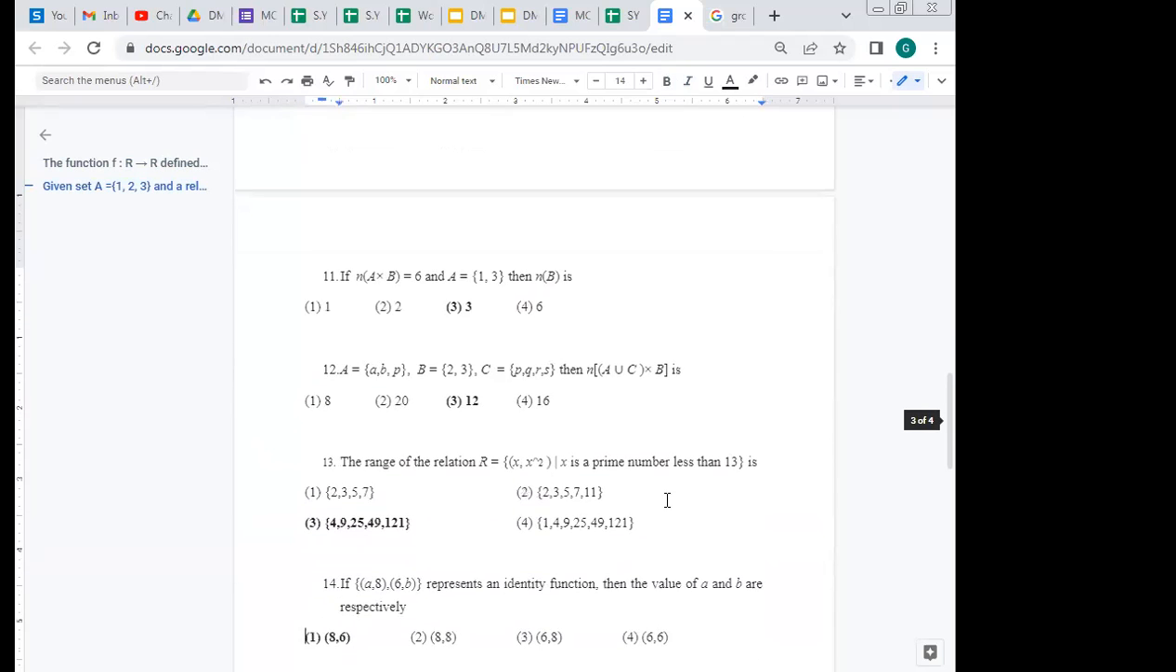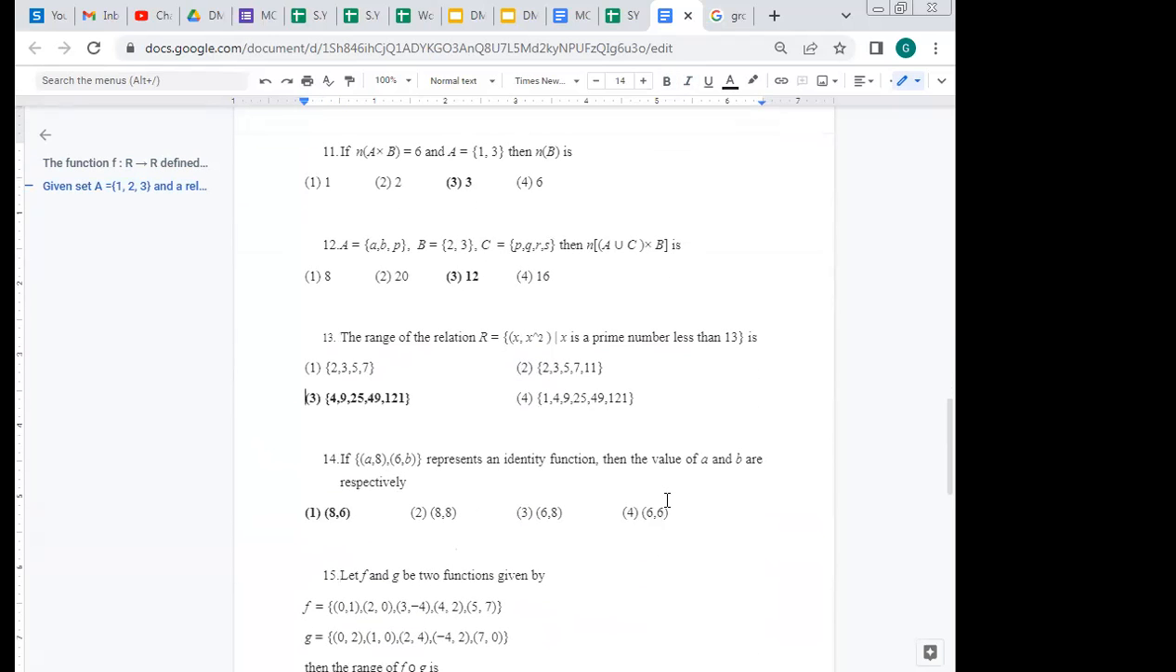Then the next question is the 11th one. If n of A cross B is equal to 6 and A is {1, 3}, then what is n of B? 3, because cardinality of a cross product is multiplication of single set cardinalities. A cardinality is 2 and cross product cardinality is 6. So 2 times 3 is 6. So cardinality of B will be 3.